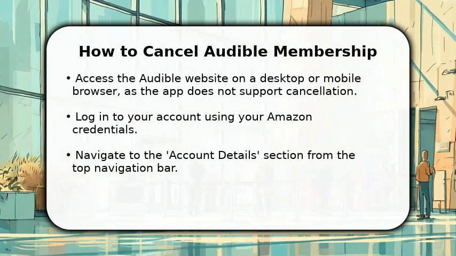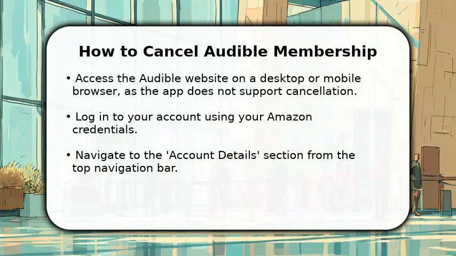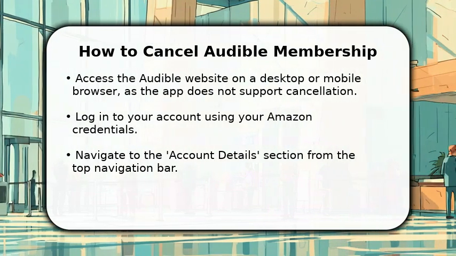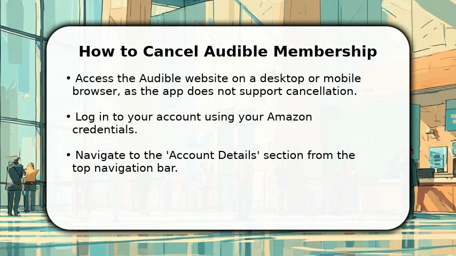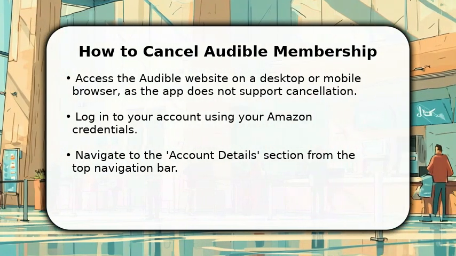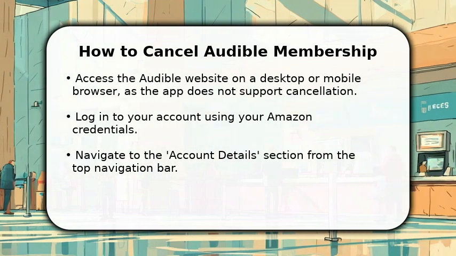In this video, I will explain how to cancel your Audible membership. First, open your preferred web browser on a computer or mobile device and go to the Audible website. The mobile application does not allow direct cancellation. Once there, log in with your Amazon account information.